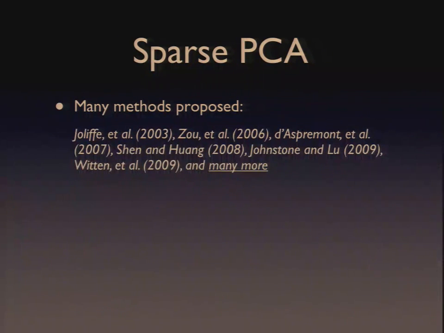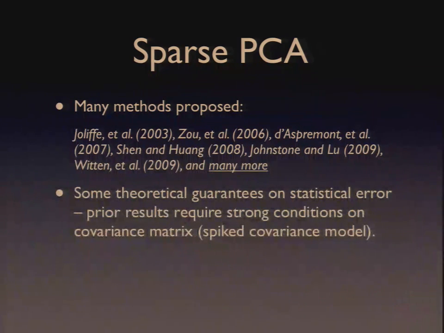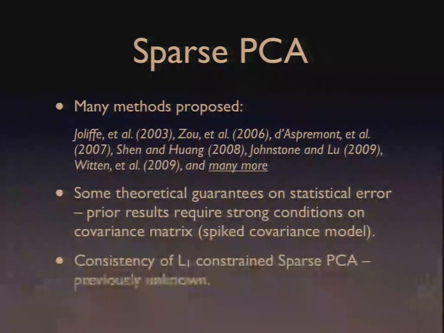Sparse PCA uses this idea of sparsity and marries it together with PCA. There have been a lot of methods proposed. The earliest, I think, appeared in the early 2000s by Ian Jolliffe, and many more have been proposed thereafter. Most of these methods have very few theoretical guarantees on their accuracy, on their statistical error. Some of the prior theoretical results require very strong assumptions on the covariance matrix. If you're familiar with this literature, this assumption is called the spiked covariance model. And previously, consistency of L1 constrained sparse PCA was not known.